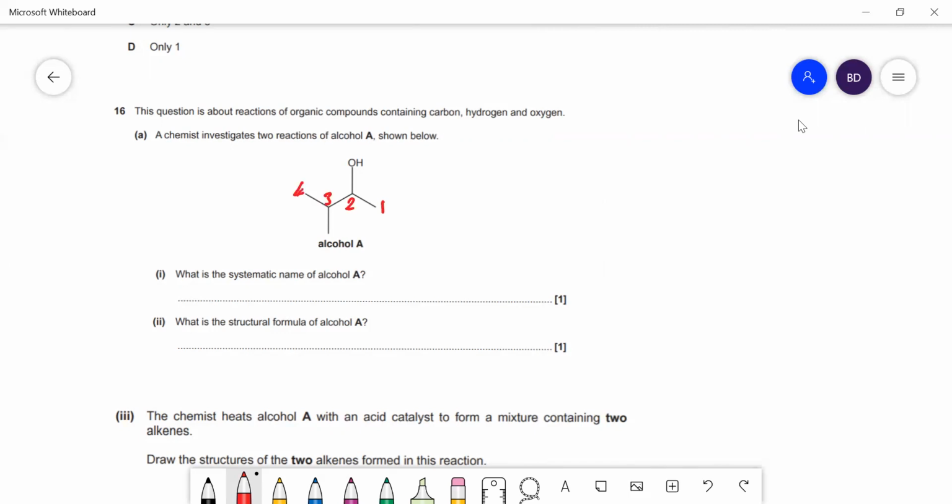So we can see it's butanol, but we've got a methyl group on carbon number 3, so it's 3-methylbutanol. It would be wrong to number it the other way around. If you numbered it that way, 1, 2, 3, 4, and called it 2-methylbutanol, that would be wrong because you should give the ol the smallest number because that's the functional group.